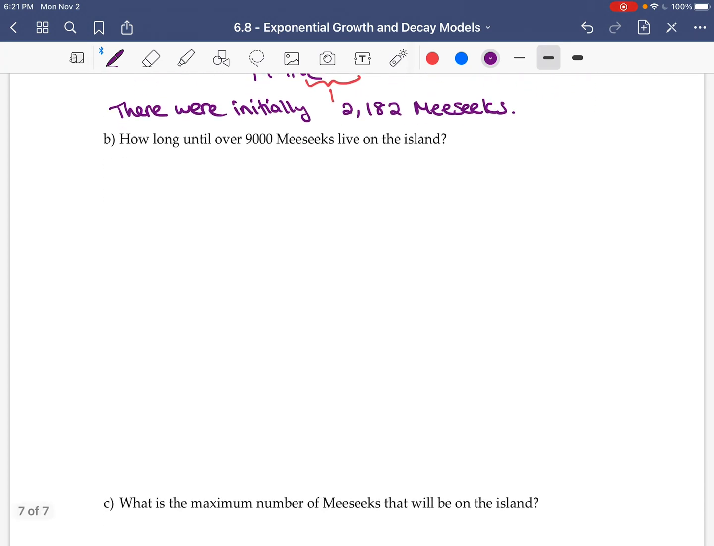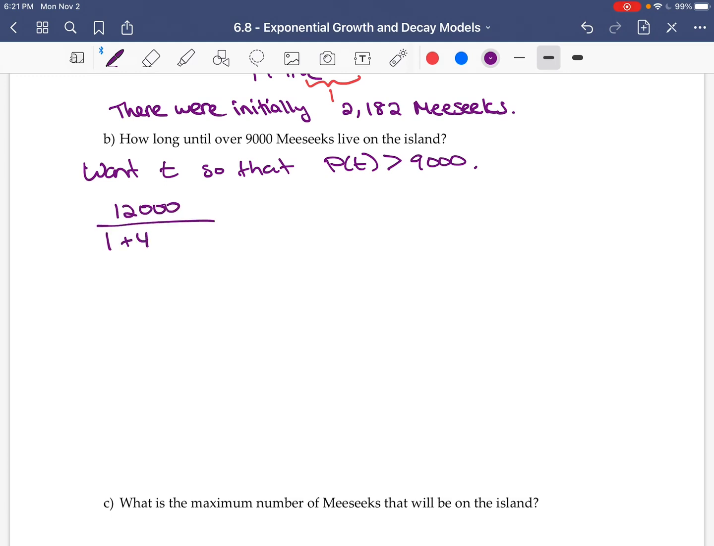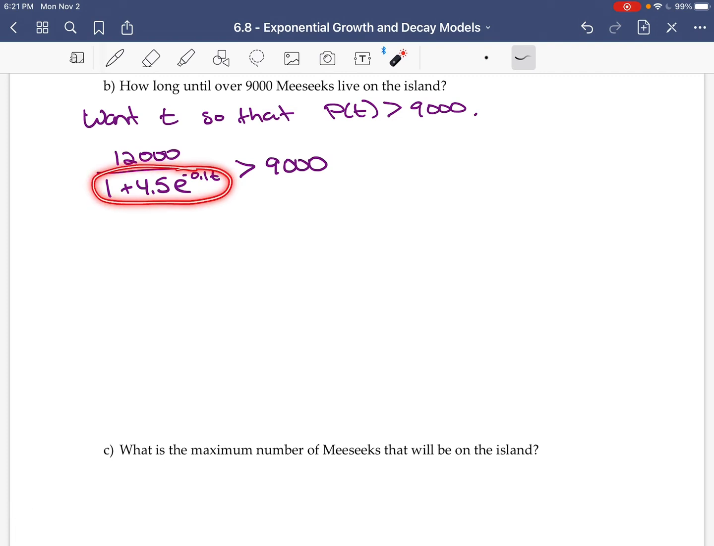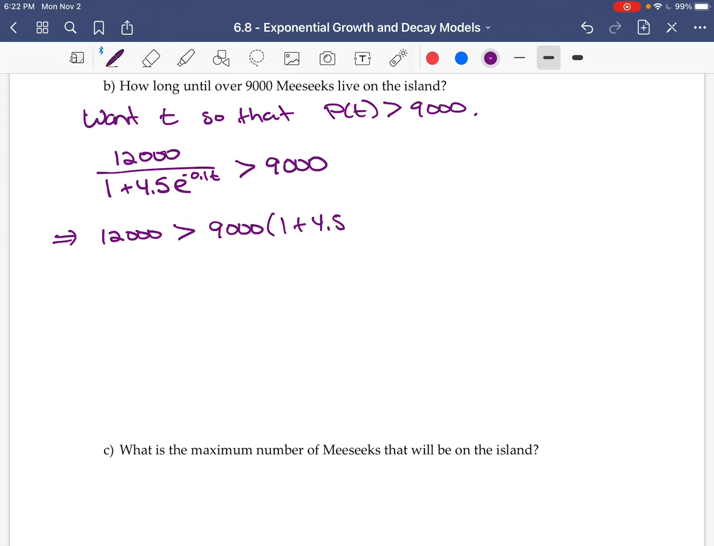Okay, now how long until over 9,000 meseeks live on the island? So that means that we want T so that the population P of T is bigger than 9,000. Okay, so that's P of T, so 12,000 divided by 1 plus 4.5 e to the minus 0.1 t is bigger than 9,000. Okay, so what we can do is multiply by this bottom bit on both sides. Now this bottom bit we know is going to be a positive number, so I'm just going to multiply it. So that gives me 12,000 is bigger than 9,000 times 1 plus 4.5 e to the minus 0.1 t.